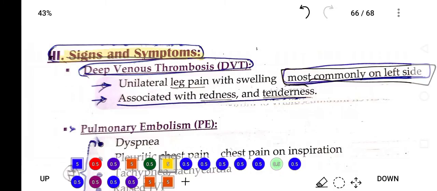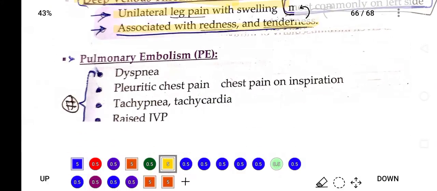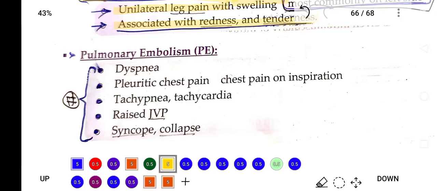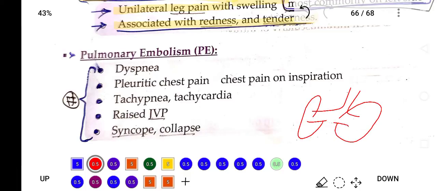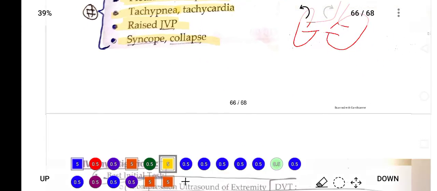Now, signs and symptoms of this condition are, in deep venous thrombosis, unilateral leg pain with swelling associated with redness and tenderness. When that thrombus converts into an embolus and travels into pulmonary vessels, and pulmonary embolism develops, then dyspnea will be there, with difficulty in gas exchange and respiration. The patient will complain of pleuritic chest pain, tachycardia occurs, with increased respiratory rate, and raised JVP with syncope and collapse occurs because of decreased oxygen supply to the brain.